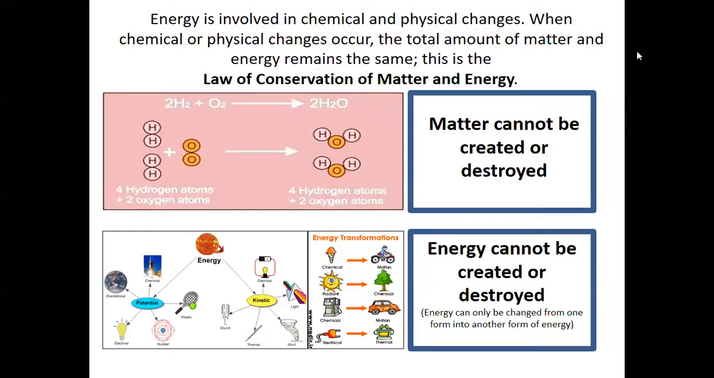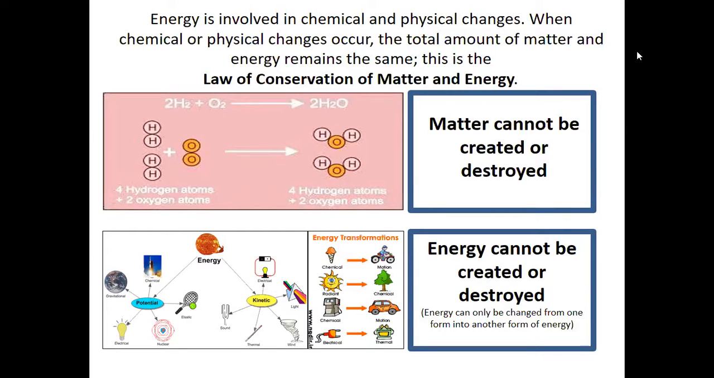Okay, so energy is involved in chemical and physical changes, as we've talked about before. Now, when there's a physical or chemical change that happens, the total amount of matter and the total amount of energy actually remains the same. This is what we call the laws of conservation of matter and energy. Now, the law of conservation of matter states that matter cannot be created or destroyed.